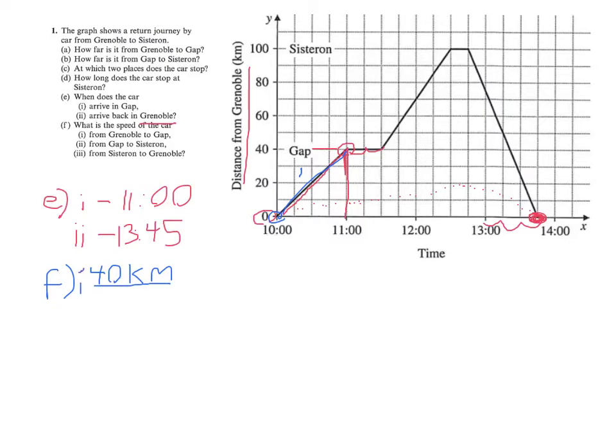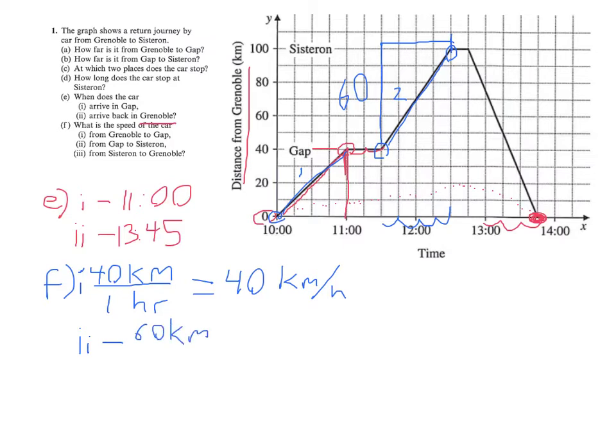This is part I here. Okay, 40 kilometers over 1 hour. Okay, so that's 40 kilometers per hour, right? No trick there. Okay, for II, it's saying what's the speed from Gap to Cisteron? So from Gap to Cisteron here, the second leg of the trip, we went from 40 to 100, so we went up 60 kilometers, and we went over from here to here, went from 1130, and we went over 1, 2, 3, 4 squares to 1230. So again, 1 hour. So in this case, we went 60 kilometers, and we did it in 1 hour. All right, so this is equal to 60 kilometers per hour. Again, we're just finding the rise over the run here.